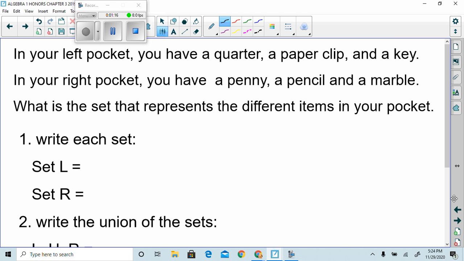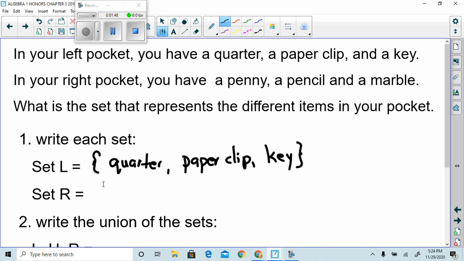Let's take a look at it in a different formatting. In your left pocket, you have a quarter, a paperclip, and a key. In the right pocket, a penny, a pencil, and a marble. What is the set that represents the different items in each pocket? So let's do set L. And again, let's just list them in this sort of roster form where we're listing them, and we're going to get the quarter, the paperclip, and the key.